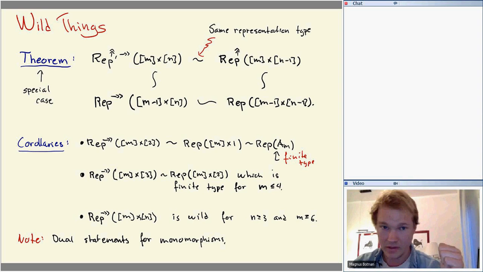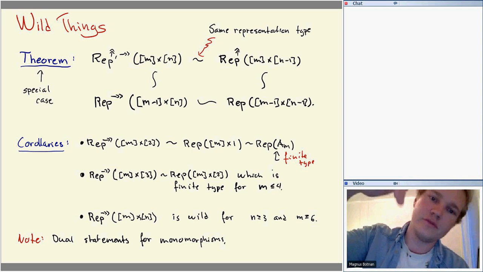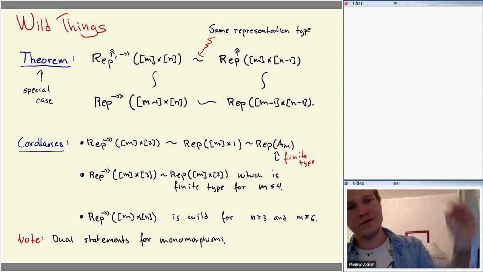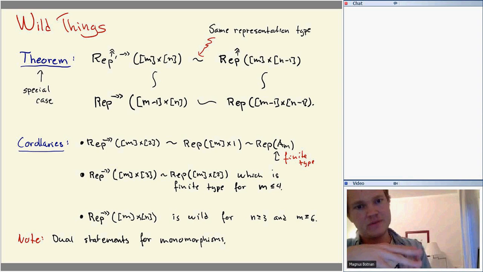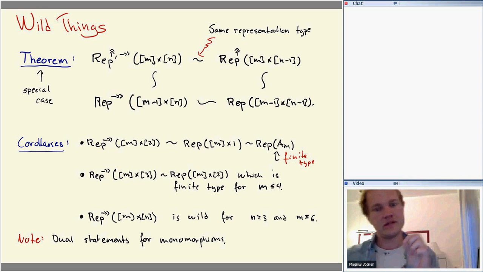If we follow this commutative diagram downwards, we say that if you take all epis in the horizontal and vertical directions of M times N, it has the same representation type as the representations with epis in the horizontal direction of M times N times M. And in turn, it has the same representation type as representations of M minus 1 times N minus 1.